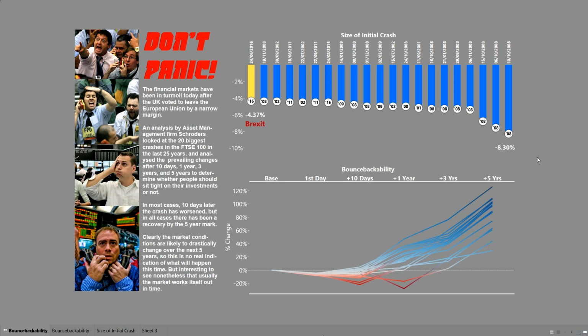So, yeah, it might be good not to panic, but at the same time, the market is probably going to change very significantly over the coming years. There's no guarantee that this pattern that we've seen in the last 25 crashes will be true of this crash. But I thought it was interesting nonetheless.